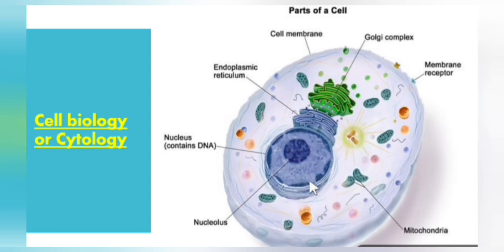I have given you one example. Another one you can see here, endoplasmic reticulum, which is also basically a membrane bound structure. We have Golgi bodies, and then we are having mitochondria. So these are all membrane bound cell organelles, tiny factories which are performing their own functions. I hope that it is clear to you.